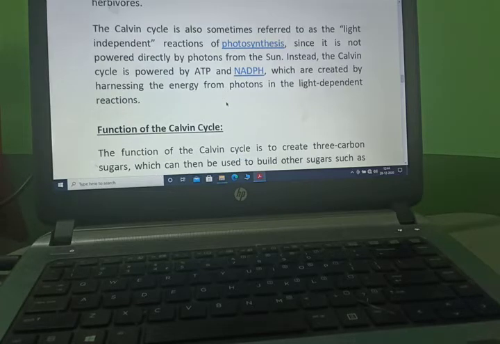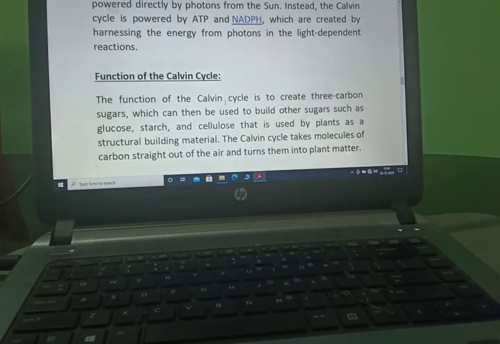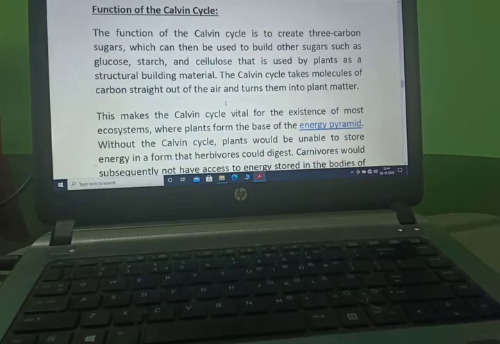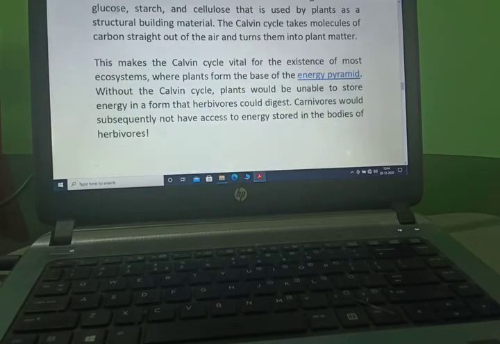Instead, the Calvin cycle is powered by ATP and NADPH, which are created by harnessing the energy from photons in the light dependent reaction. Now, the function of the Calvin cycle. The function of the Calvin cycle is to create 3 carbon sugar, which can then be used to build other sugars such as glucose, starch and cellulose, that is used by plants as a structural building material. The Calvin cycle takes molecules of carbon straight out of the air and turns them into plant matter.